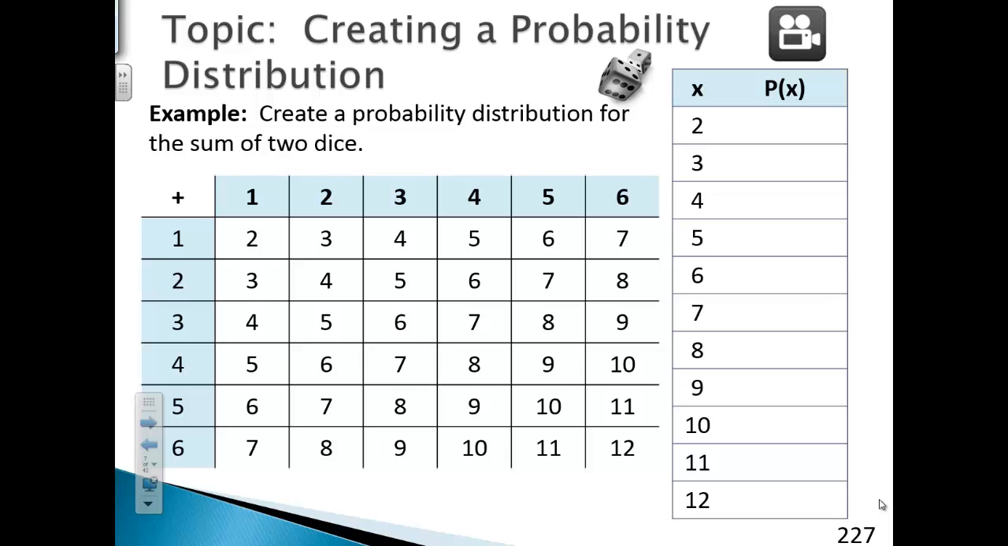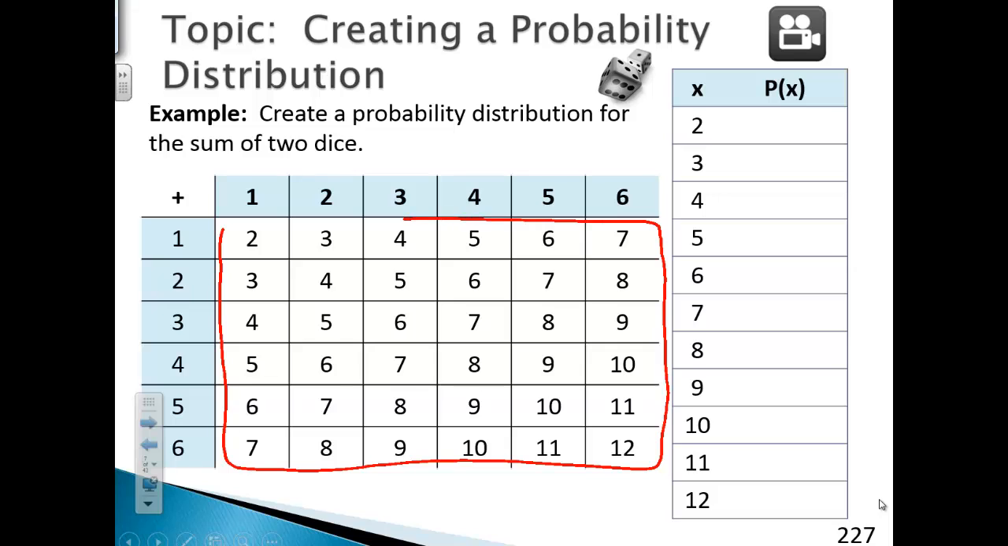Now we're going to create a probability distribution. In the last chapter, we created the sample space that's here for the sum of two dice. Remember doing the addition table, and the stuff in the center was our sample space. Now we're going to create our probability distribution. I've already written the variable for you, x, and then we have 2, 3, 4, down to 12 because those are the sums that we get.